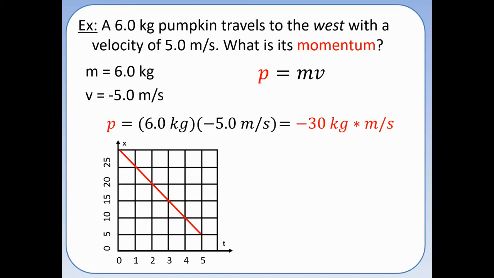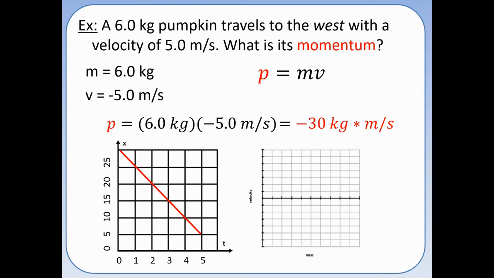Now, this next representation is a new one. We've just talked about how the momentum of an object depends on its mass and its velocity. So if we build a graph that has mass on the x-axis and velocity on the y-axis, we can show the amount of momentum it has in graph form. We know that the mass of our pumpkin is 6 kilograms.